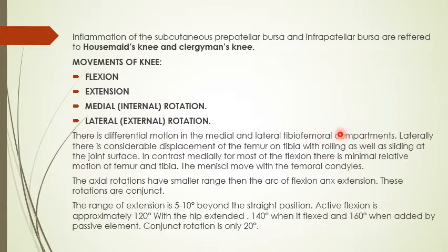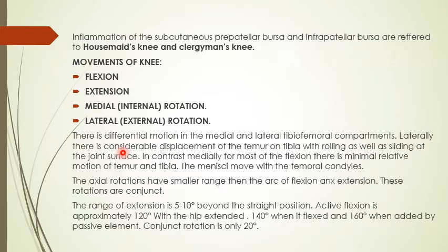While describing the bony surfaces of the tibia and the lower end of the femur, it was said that the medial condyle's AP diameter is more as compared to the lateral condyle. So the medial condyle is bigger than the lateral condyle. Laterally there is a considerable displacement of the femur on the tibia with rolling as well as sliding at the joint surface. So when going from flexion to extension, the femur is moving.